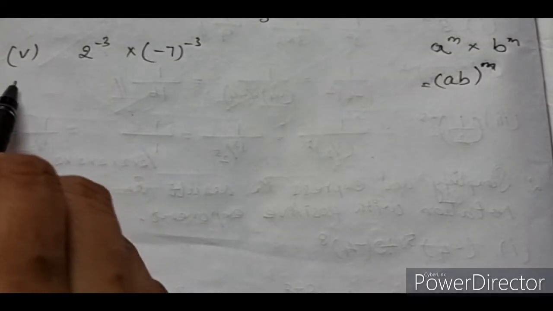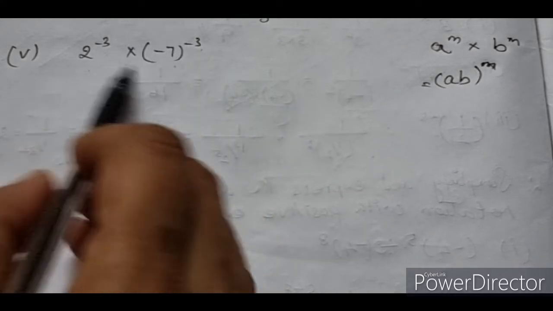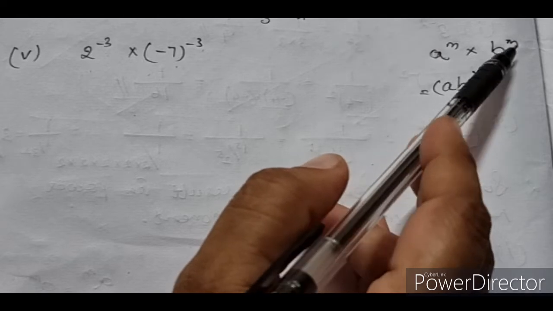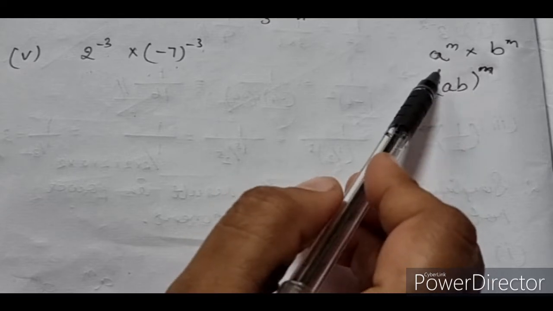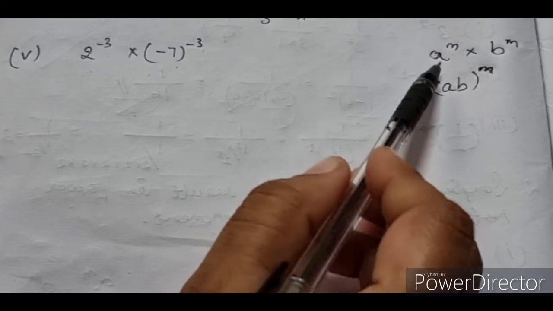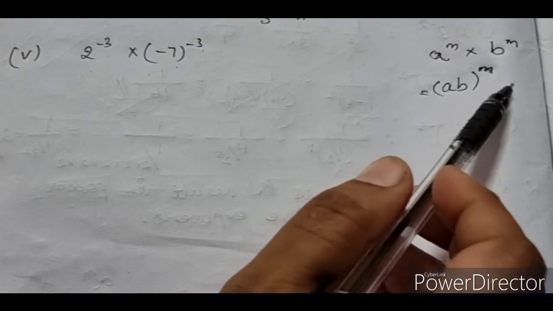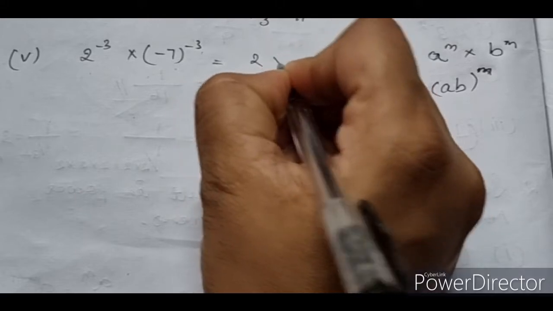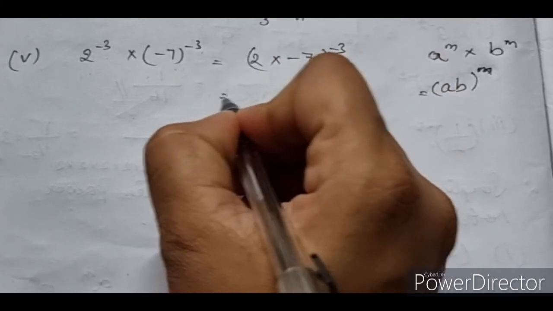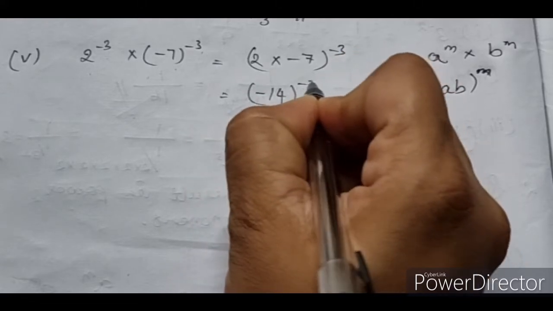Now let's see the next subdivision. 2^(-3) × (-7)^(-3). This is nothing but a^m × b^m. Here the power remains the same, whereas the integers are different. In that case, you write a^m × b^m as (ab)^m. Applying this formula here, we will make this as (2 × -7)^(-3). So 2 into 7 is 14 and plus into minus is minus, to the whole power -3.